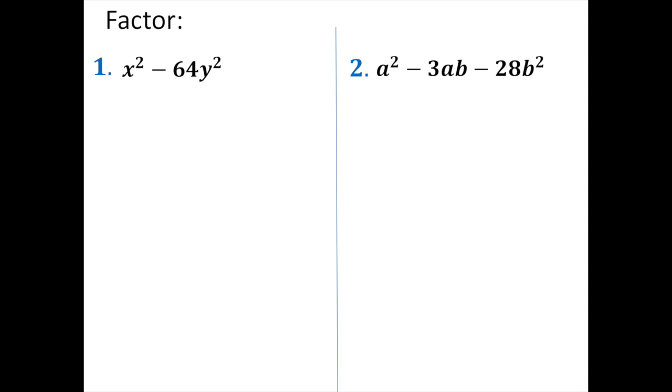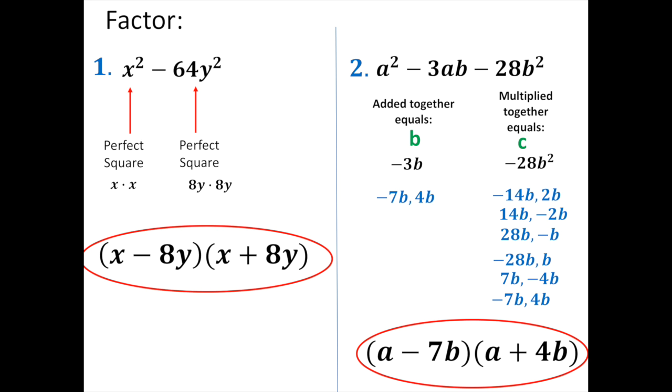Push pause on the video now. Go through and work out your solutions. After you've obtained your factors, come back and push play. Check your answers here. This first one, we have a perfect square on the first one and the second one. The second one here, though, we did not, so we just had to factor it like normal.